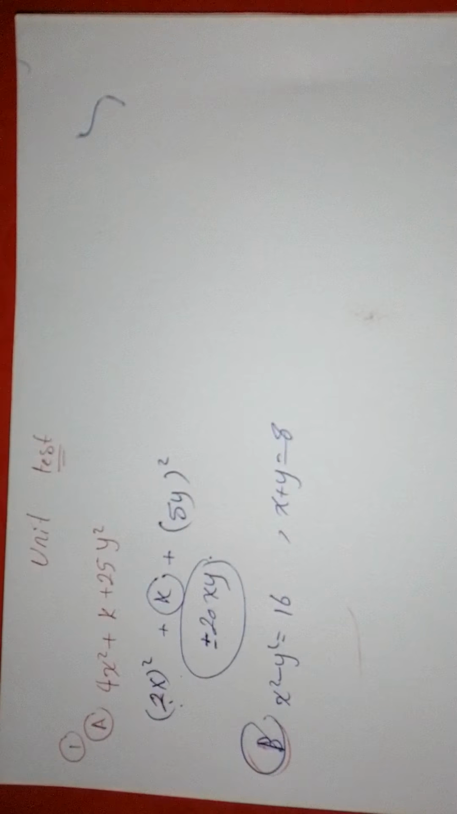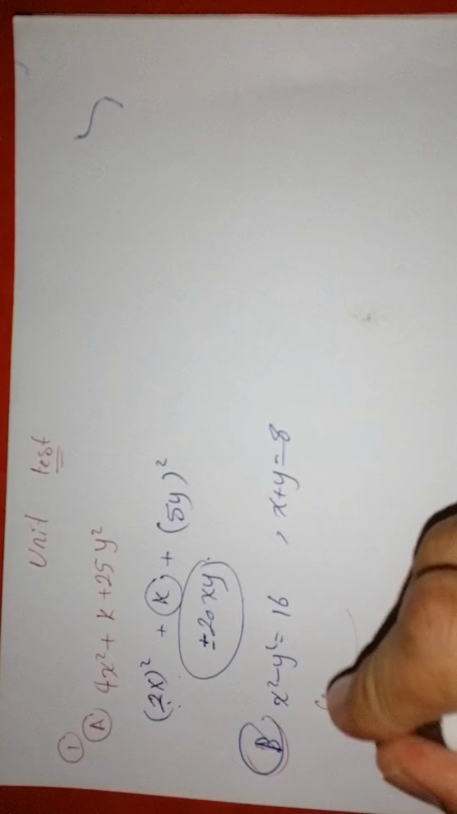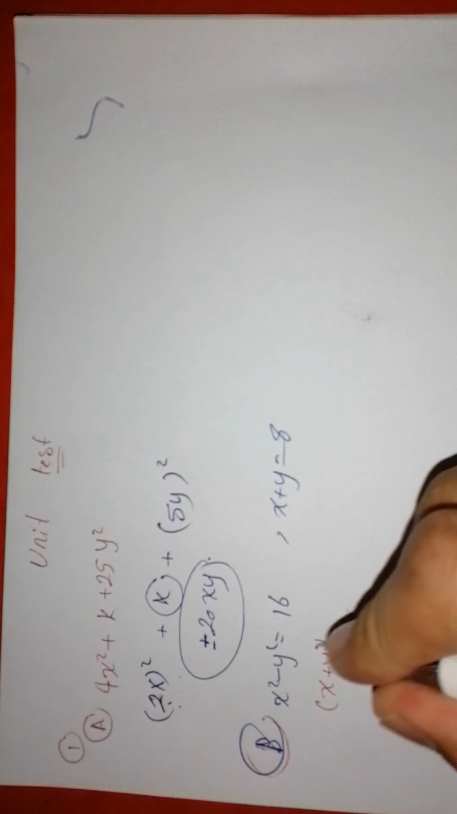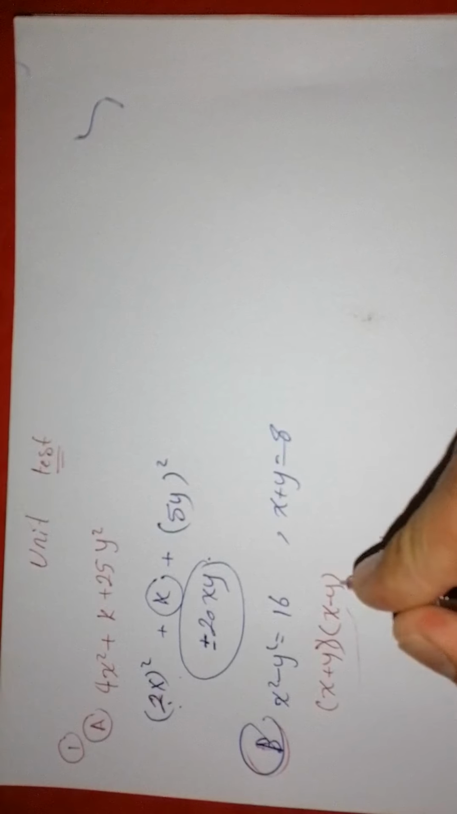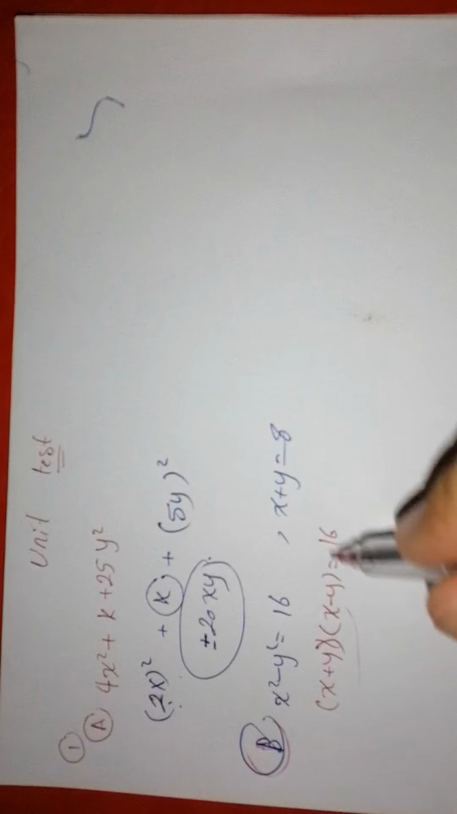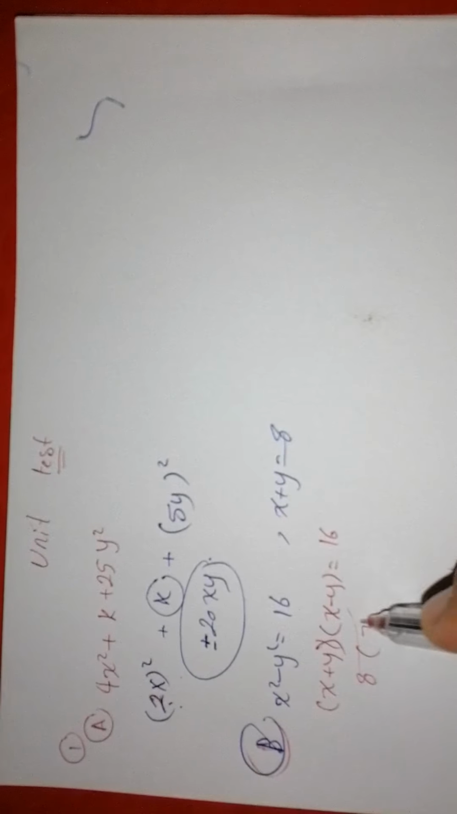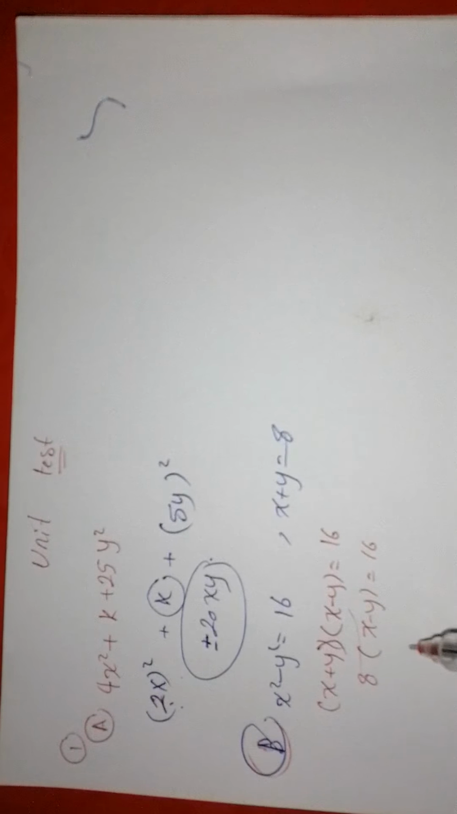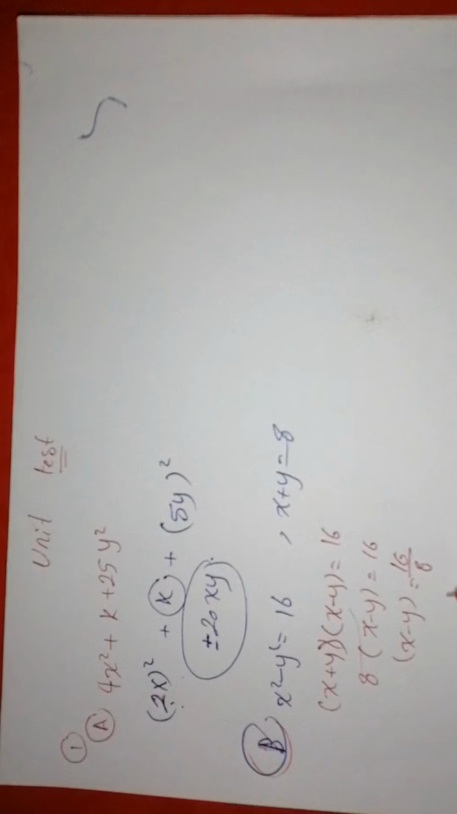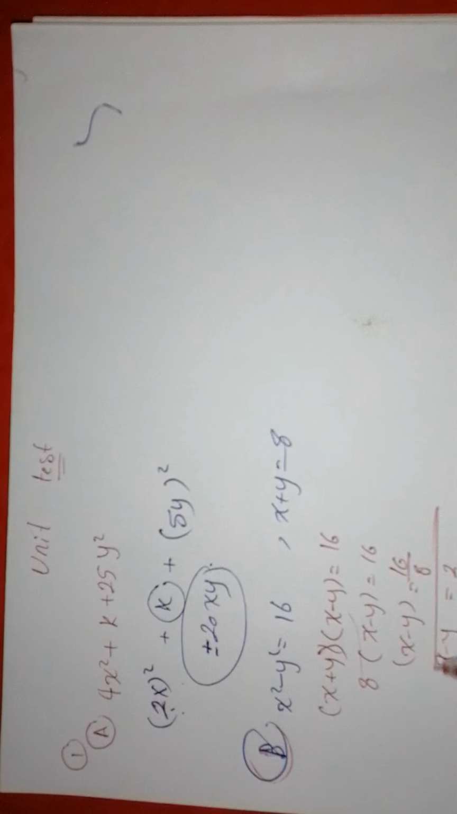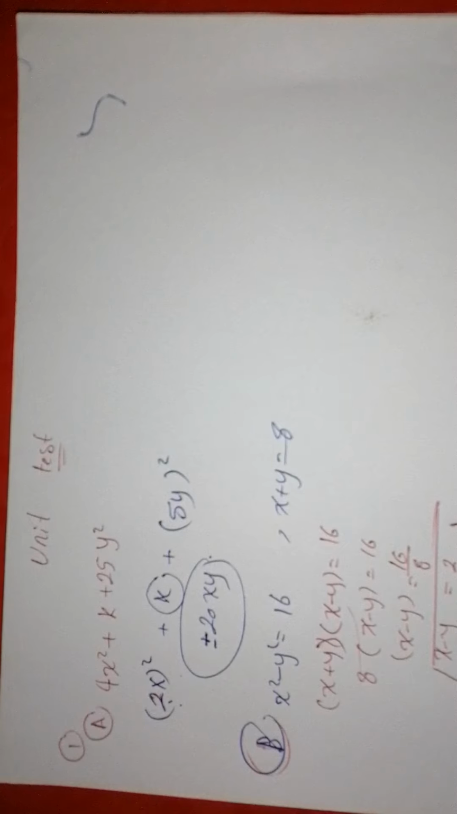Yes, that's right. x power 2 minus y power 2 is equal to x plus y times x minus y, which is equal 16, and we have x plus y equal 8, so 8 by x minus y equal 16. So we have x minus y equal 16 over 8, which is equal 2. So x minus y equal 2. And that's the solution for this question.